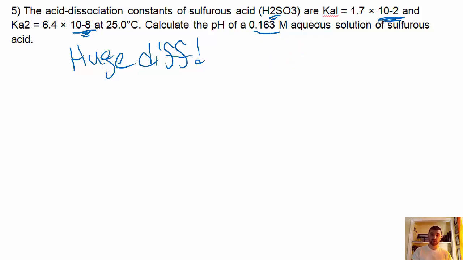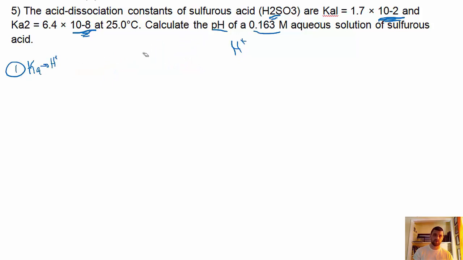So it wants a pH, which means I'm going to have to get the H plus concentration. How am I going to do that? Well, my first step is I'm going to use Ka to get my H plus like I did in the last problem. Then what's my second step going to be? Well, what are they actually asking for? pH. So then you use the H plus to give you the pH.